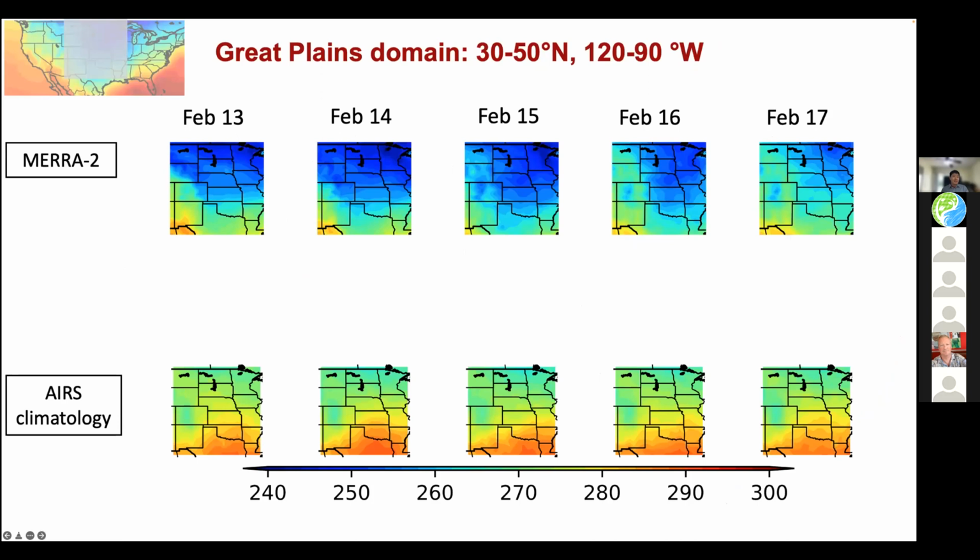The analysis domain of the cold wave case in February of 2021 is this gray box covering the Great Plains. These are the maps of temperature, and the unit is Kelvin. The top row is from the MERRA-2 reanalysis, so these are almost the actual observations of temperature during these 5 days. The bottom row shows the climatological temperature. Obviously, the temperature during the cold wave was exceptionally low.